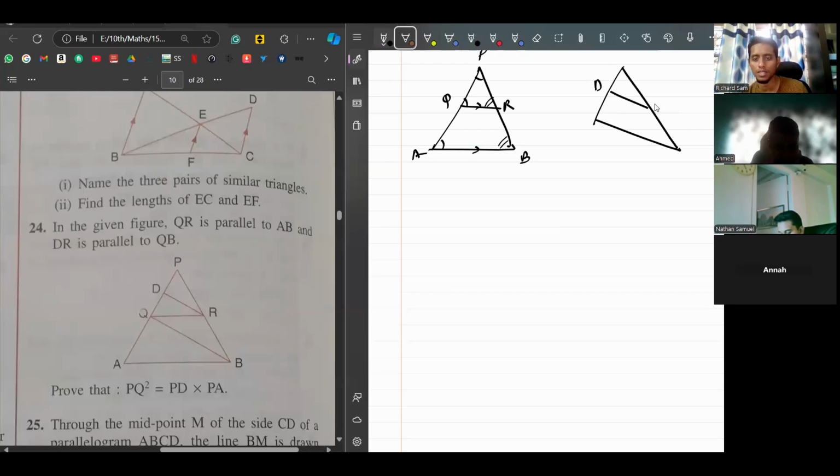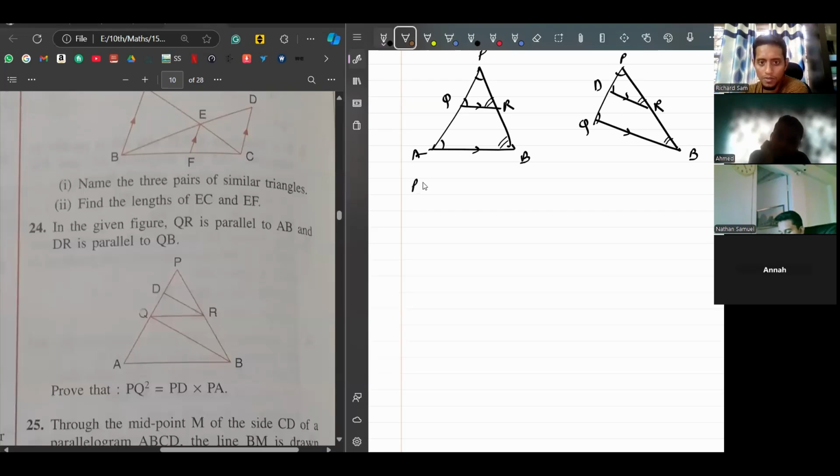Okay, this is DR and this is QB. You see, I'm only drawing the required triangle that I need, so that it's not confusing. Since DR and QB are parallel, again, angle D is equal to angle Q, corresponding; angle R is equal to angle B, corresponding; and this angle on top, which is P, will be the common angle. So again, these two triangles are also similar.